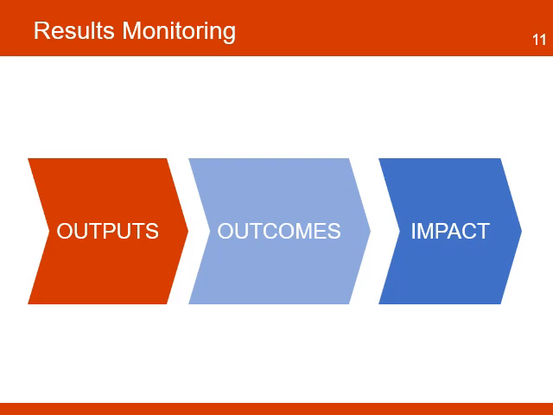Outcome and impact are levels of monitoring that are beyond the control of the project, and the cause and effect is not necessarily always direct, as there are many factors or assumptions to consider.